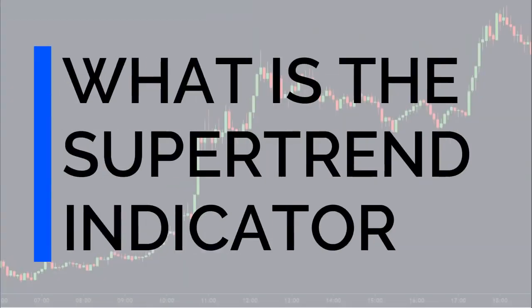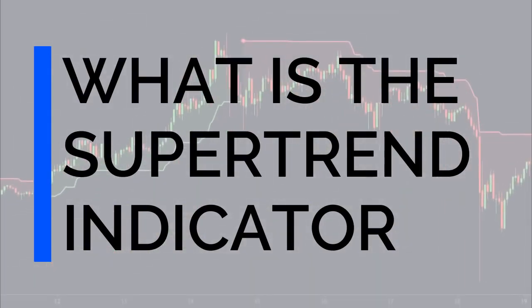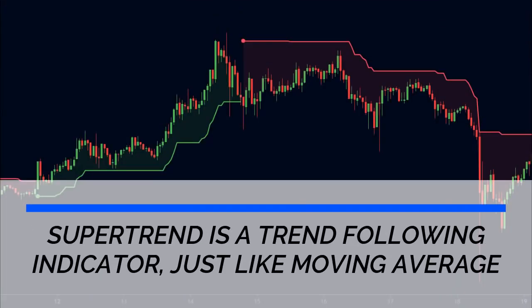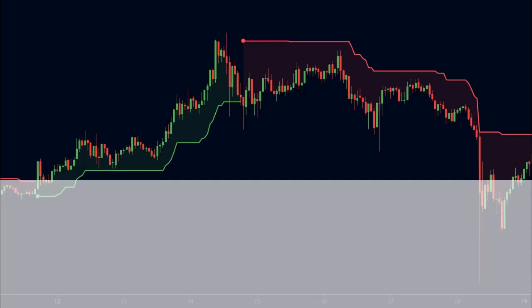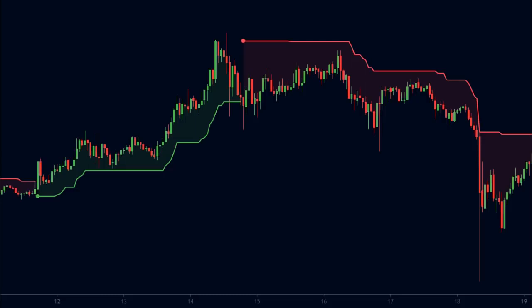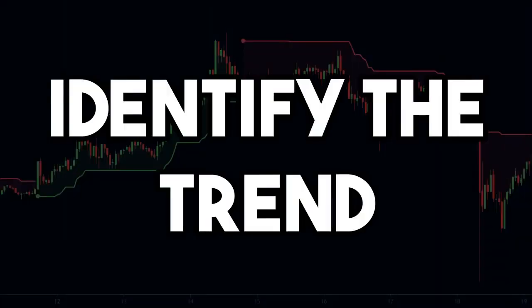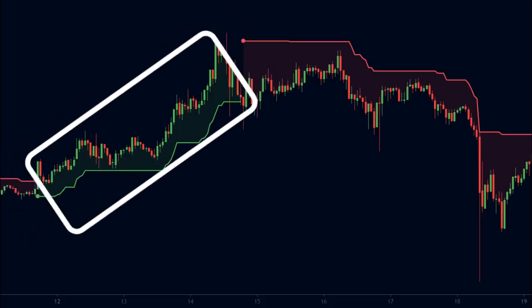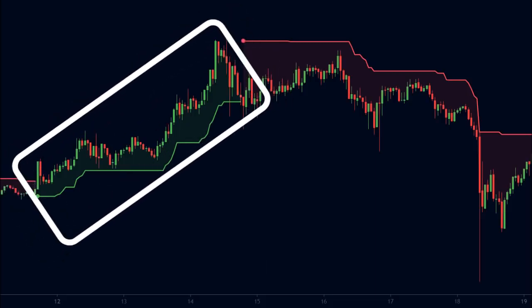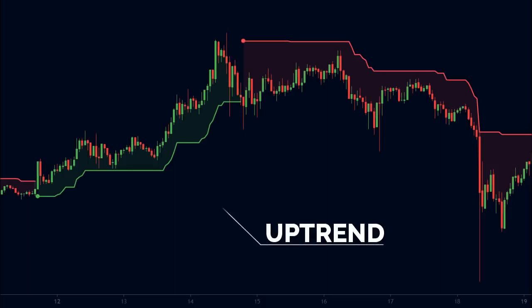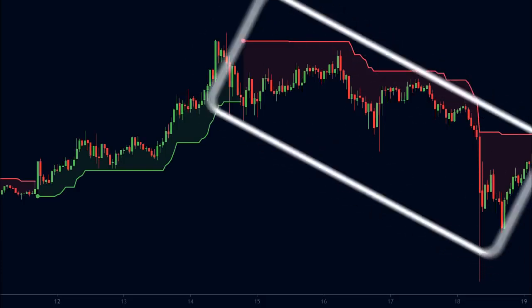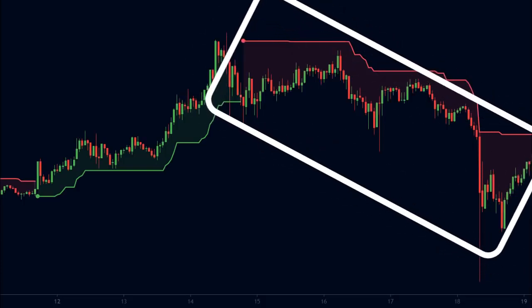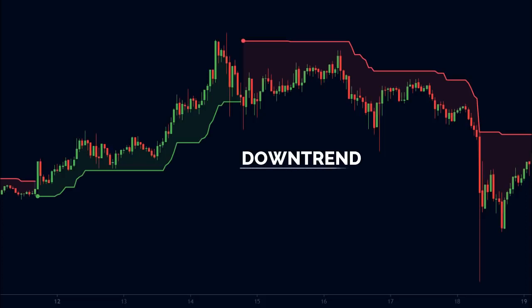So first, let us understand what is the Supertrend indicator. As the name suggests, Supertrend is a trend-following indicator just like moving average. Supertrend is plotted on the price chart, and it helps in identifying the trend. When the price is above the supertrend, it will be green in color. This indicates the asset is in an uptrend. On the other hand, when the price is below the supertrend, it will be red in color. And hence, we can say that the asset is in a downtrend.